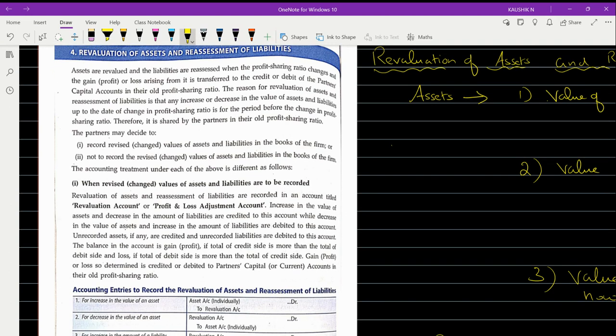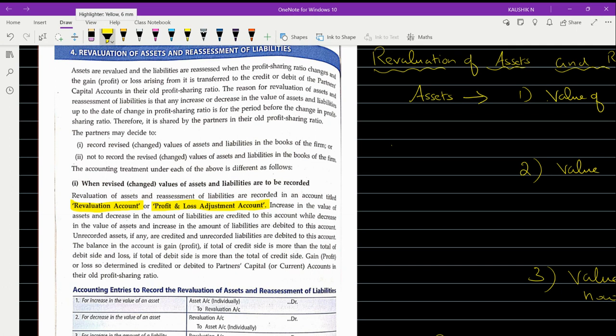If you just take your page for this top heading, the revaluation of assets and reassessment of liabilities, just go to that page. The first point: when the revised values of assets and liabilities are recorded, under that you have, in bold italics, revaluation account or profit and loss.